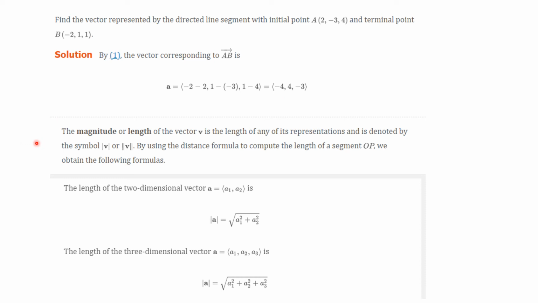We define the magnitude or length of a vector V as the length of any of its representations, and it's denoted by a symbol that looks like an absolute value, but I have a vector in there, so that is the magnitude of V, or sometimes it's written with a double bar. Using the distance formula to compute the length of a segment, we get the following formulas. If you have a vector A that is pointy bracket A1, A2, it is the square root of A1 squared plus A2 squared. That's the magnitude of A, or if you're in three dimensions, it is this. Now these are taking the magnitude from the origin, 0, 0, 0. So these are formulas you want to commit to memory.